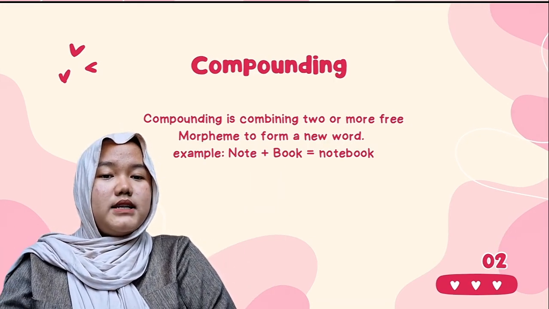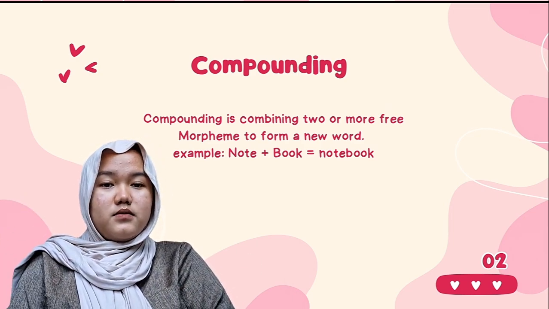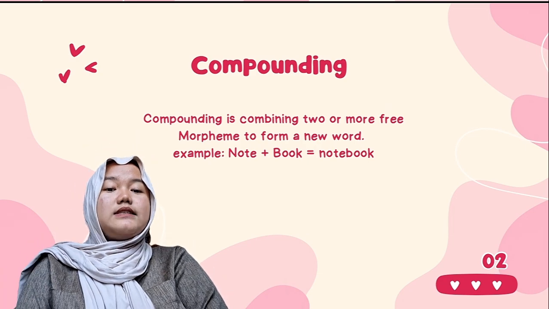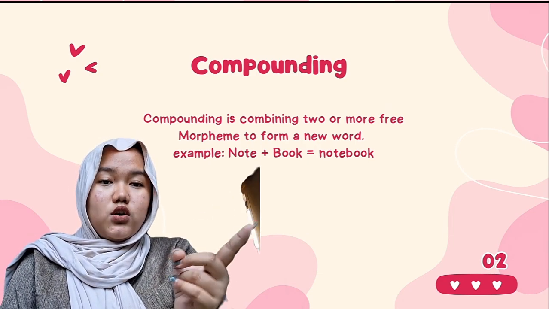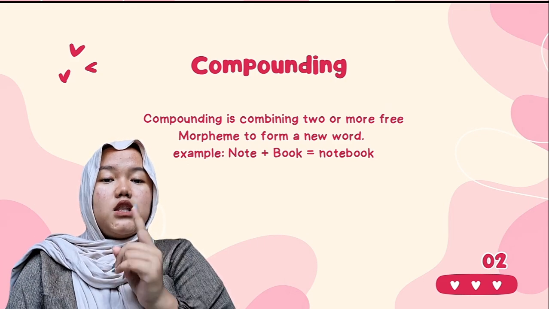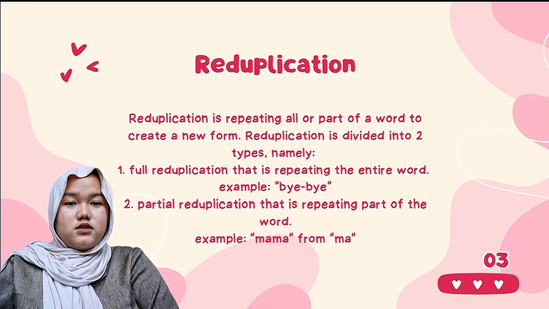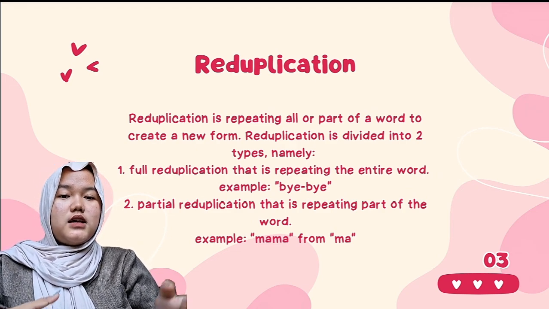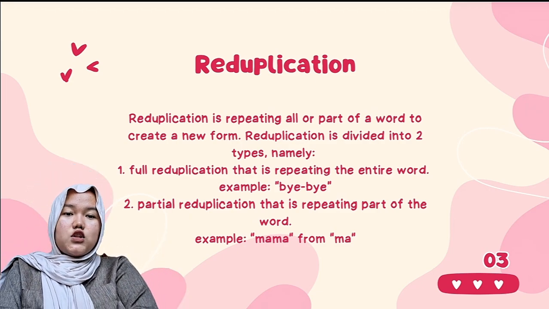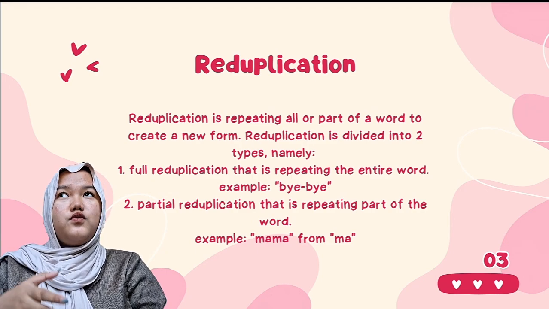Next, compounding. Compounding is combining two or more free morphemes to form a new word. Example: note combined with book becomes notebook. Next, reduplication. Reduplication is repeating all or part of a word to create a new form.